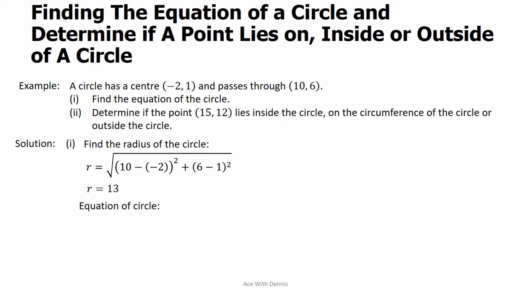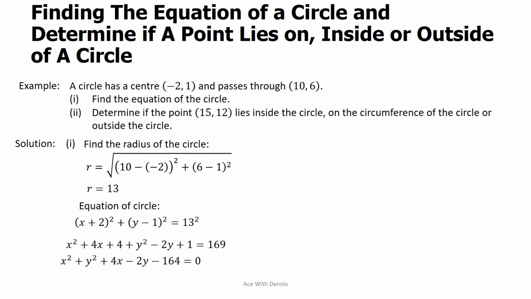Then we apply the equation of the circle in the standard form, which is (x plus 2) squared plus (y minus 1) squared equals 13 squared. We can expand the equation and rearrange it, which becomes x squared plus y squared plus 4x minus 2y minus 164 equals 0.